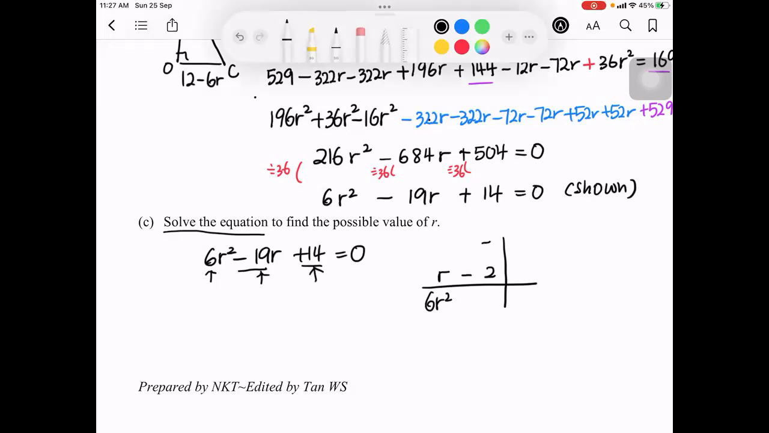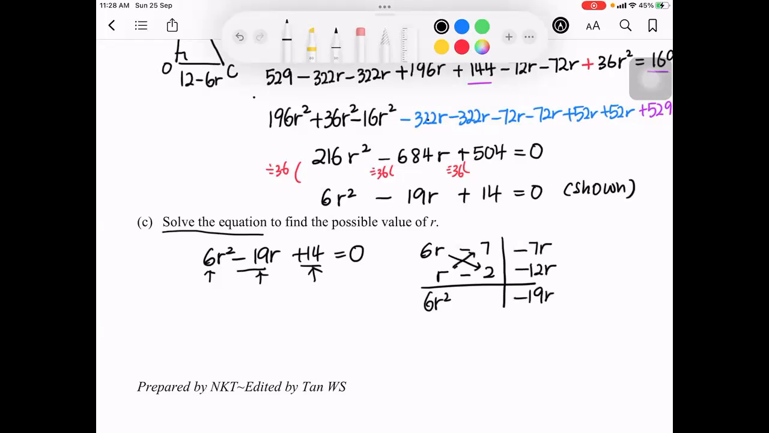So 7 will be with 6R. The calculator shows positive, here I'll try negative. Let's check. R times 6R times negative 2, negative 12R. R times negative 7, negative 7R. I want negative 19R, correct. Next one, negative 7 times negative 2, positive 14, correct. So the two brackets: 6R minus 7.